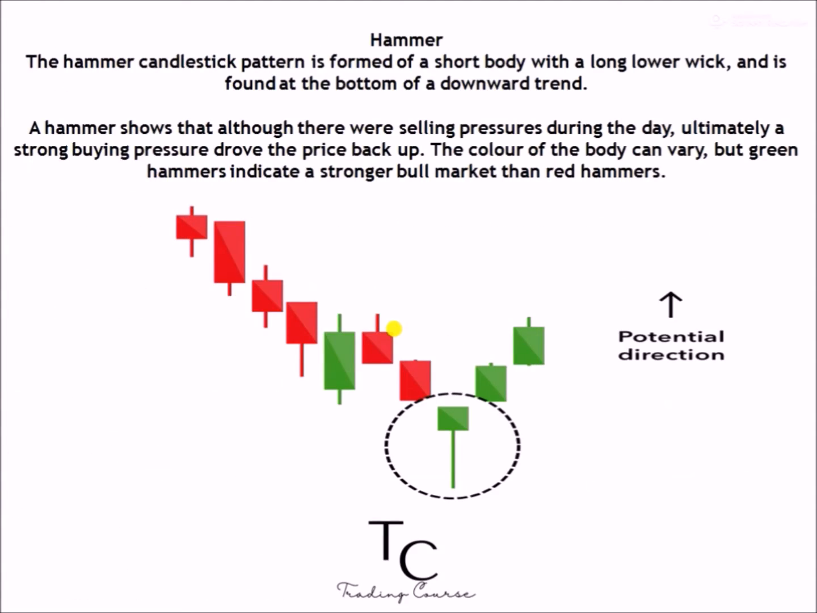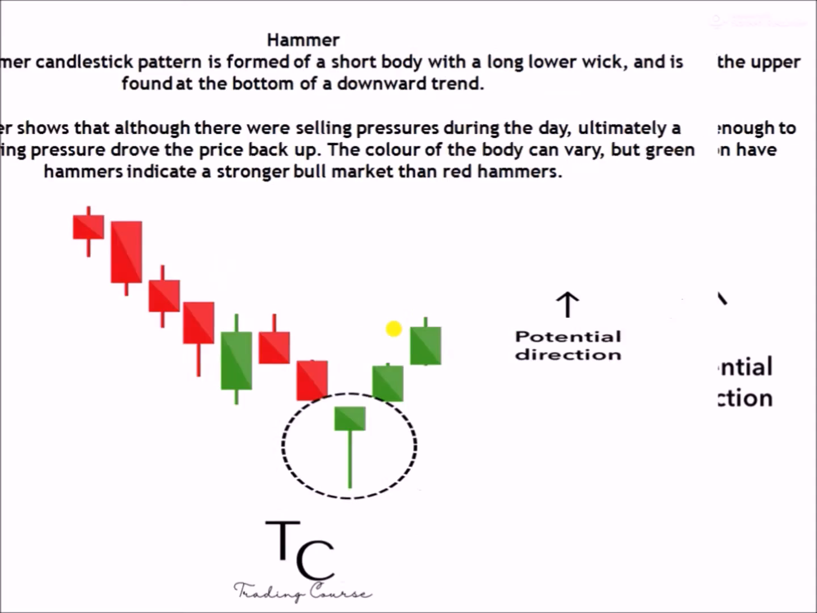Hammer. The hammer candlestick pattern is formed of a short body with a long lower wick, and is found at the bottom of a downward trend. A hammer shows that although there were selling pressures during the day, ultimately a strong buying pressure drove the price back up. The color of the body can vary, but green hammers indicate a stronger bull market than red hammers.